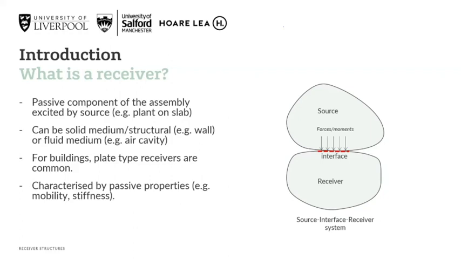In buildings, what we most commonly see is that the structural shape and form usually conforms to plate type structures or ribbed plate type structures. So receiver structures which take the form of plate or ribbed plate construction are the most common receivers in buildings as far as we're concerned. And to characterize a receiver, because it doesn't have an active component, the passive property which can be used for an independent characterization is the receiver mobility, or you can have a receiver impedance or receiver dynamic stiffness, which are relatable to each other.